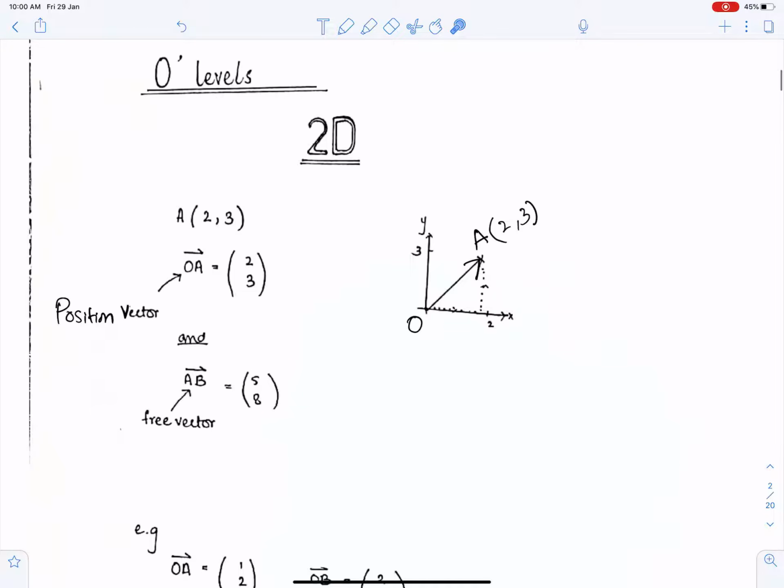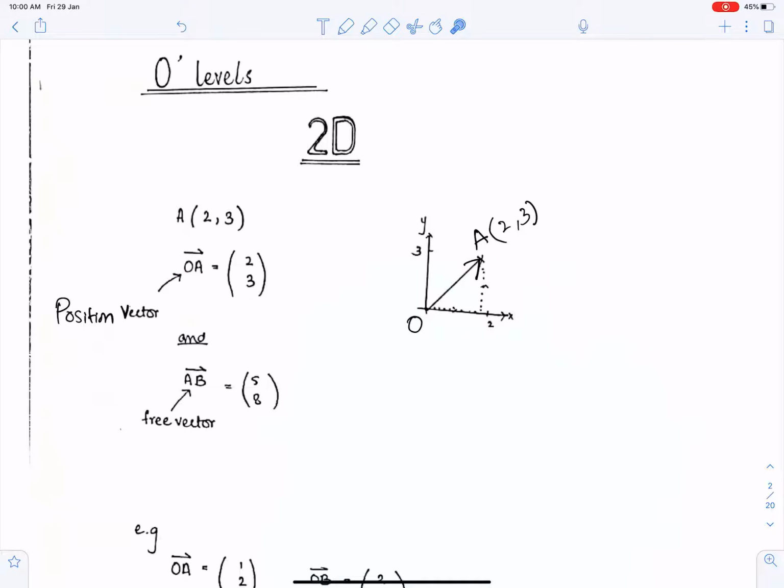In O levels, we did vectors in two dimension, like x and y. So if we have this point A, 2 and 3, we can write this point in vector form as OA, 2 and 3. It's here. And this OA means the position vector OA.